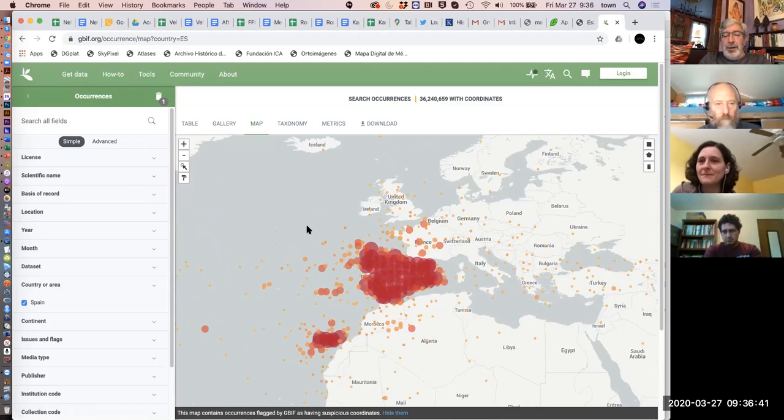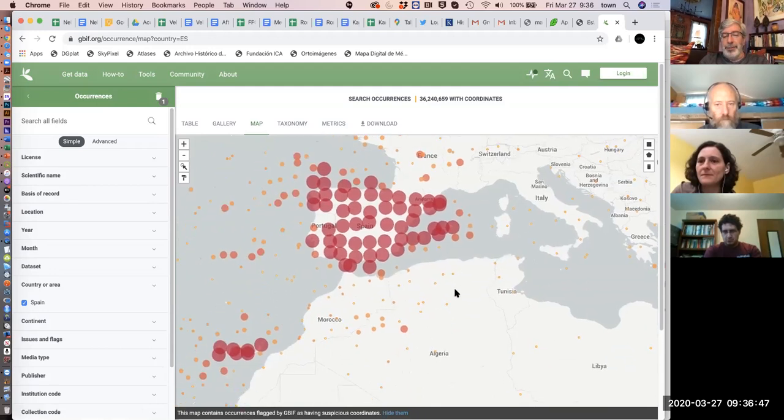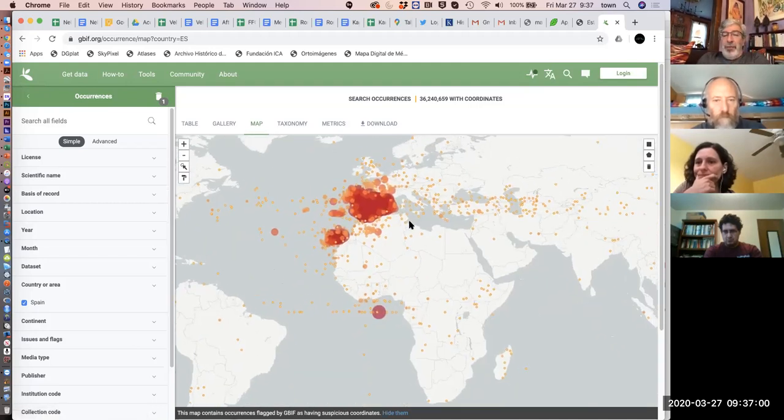And you can see a huge number of records in Spain proper, right? But you can also see that there are a lot of records scattered around, and actually I love it that this is now visible on GBIF. Bravo, GBIF, because this is honest presentation. And one of the questions was, how do I know how much uncertainty there is in my data? Well, this is one way. You look at the data and you see how dirty they are.